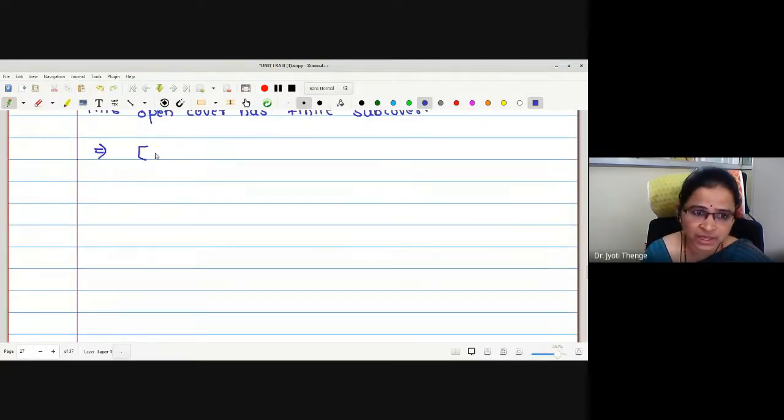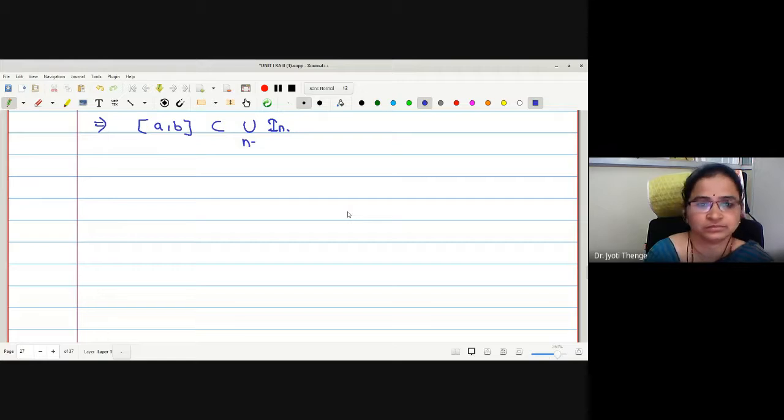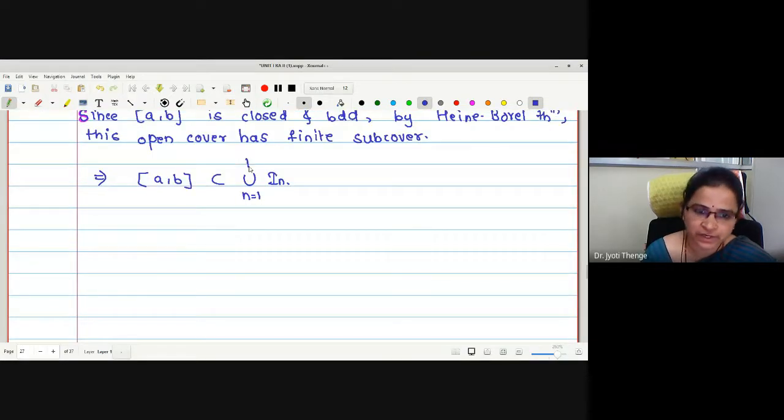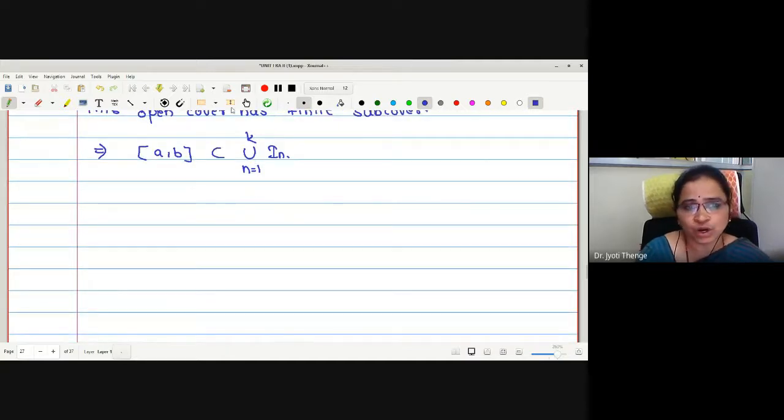Therefore, may I write this implies the closed interval [a, b] is contained in the union of I_n, with finite n, or one can change the symbol: n equals 1 to k. See, it is good. In the previous statement, we had written n equals 1 to infinity. Now we are writing n equals 1 to k, a finite subcover. Okay.